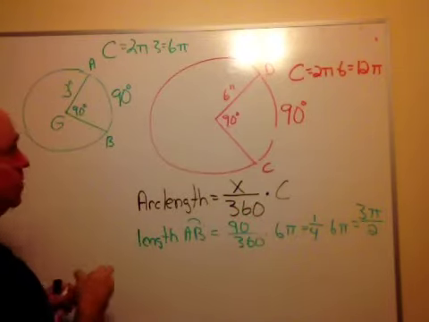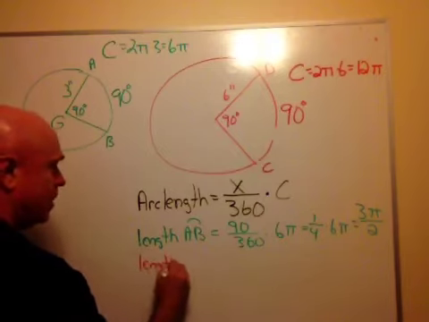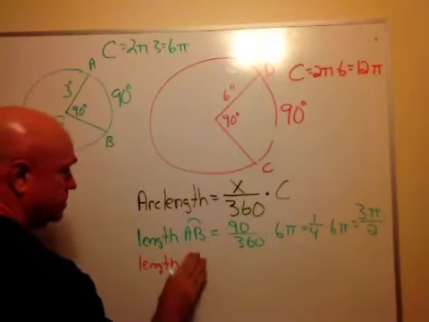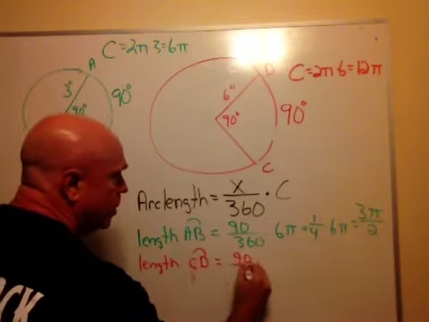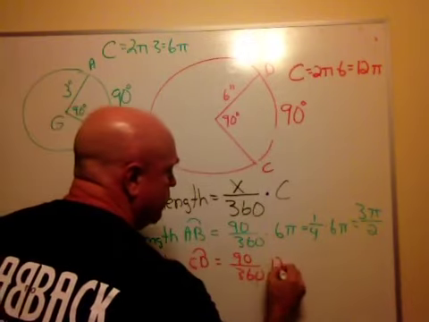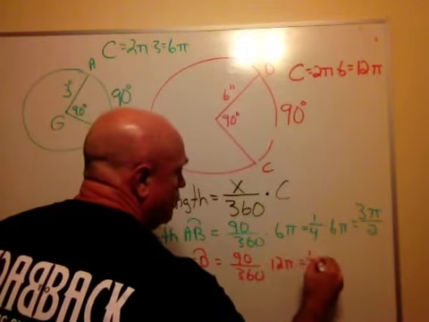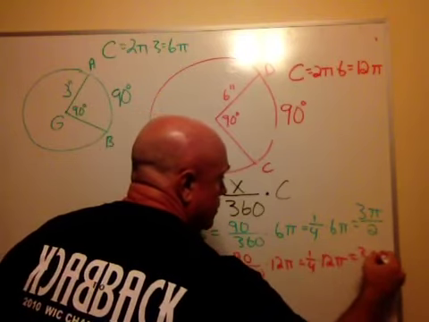Okay, the arc length in this circle, length of arc CD, will be 90 over 360 times the circumference of that circle, which is 12 pi, or 1/4 of 12 pi, which is 3 pi.